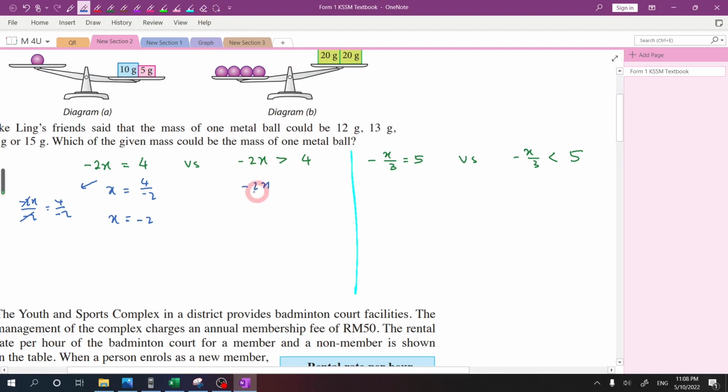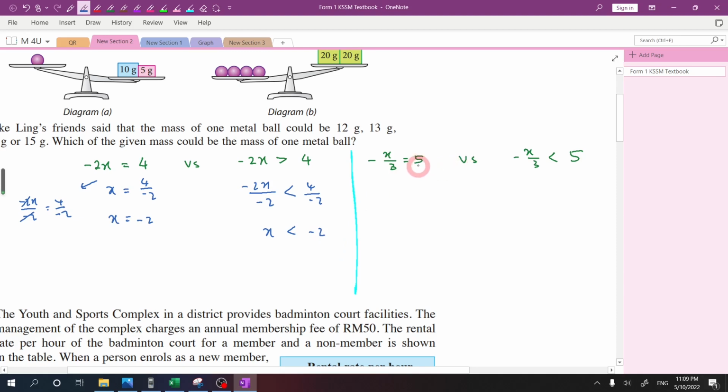We are actually doing this, right? As we did here. As I told you just now, for inequality, when we divide both sides by a negative number or multiply by a negative number, we need to flip over the inequality sign. So this greater than becomes less than.